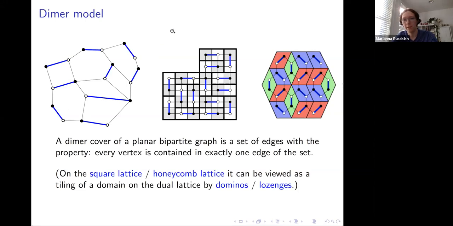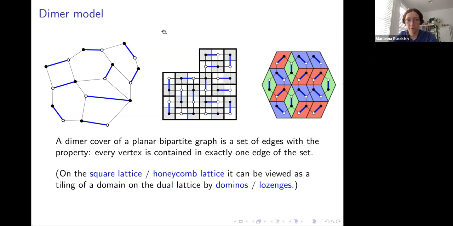And two prototypical examples are the dimer model on the square lattice and on the hexagonal lattice, also known as domino tilings and lozenge tilings. And indeed, it's easy to see from this picture that instead of a dimer configuration on a subset of the square lattice, one can think about domino tilings of a discrete domain on the dual lattice. And similarly, lozenge tilings of a discrete domain on the dual lattice, which is a triangle lattice in the case of the honeycomb.